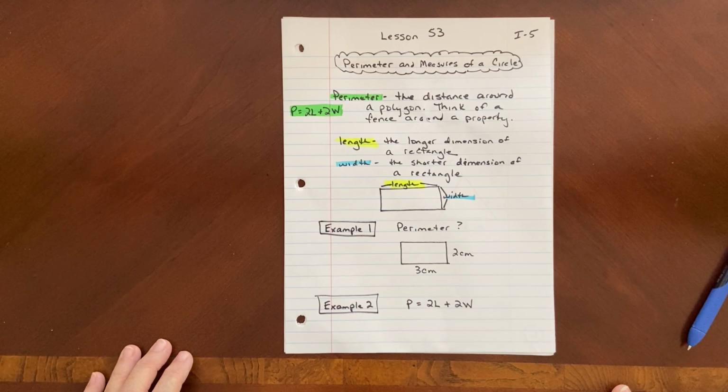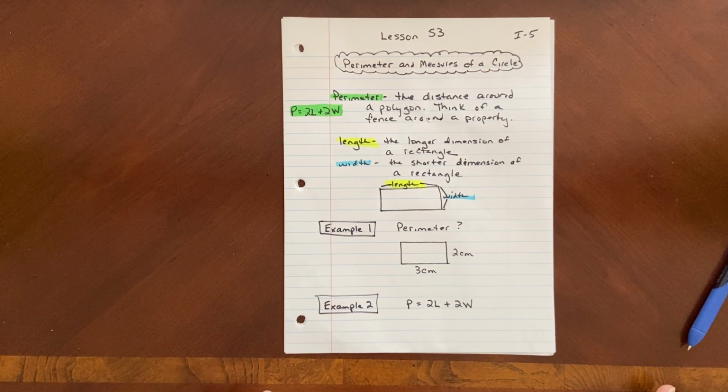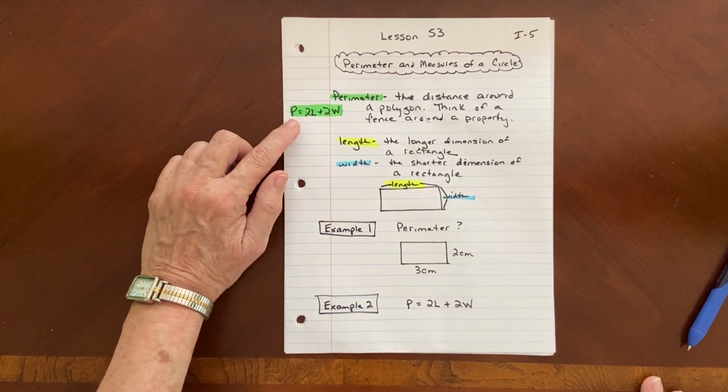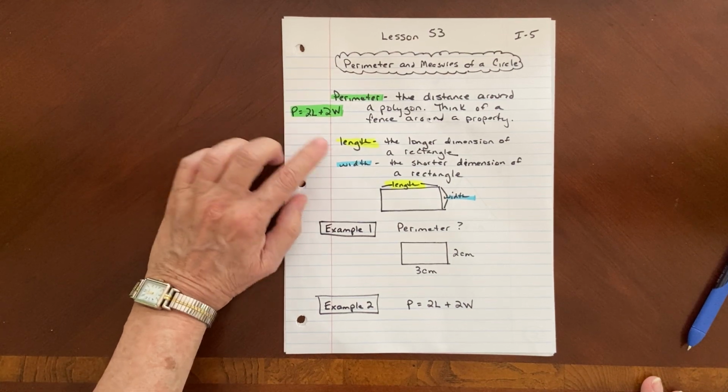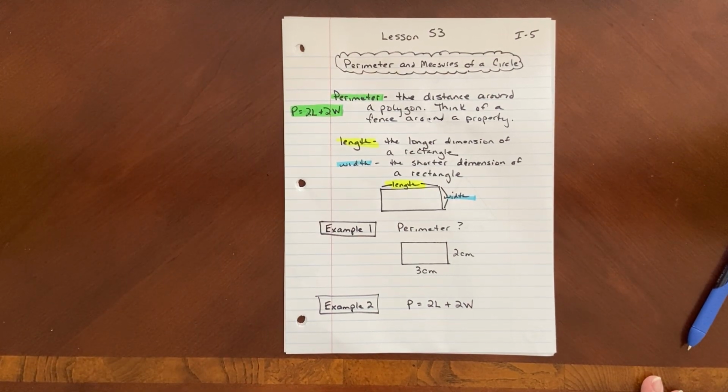Okay, so perimeter is the distance around a polygon. So think about a fence around a property, baseboards around a room. They give you that one a lot. So you're just looking at the outside of a shape. It has to be a closed shape, okay? There's a little formula that goes along with it, so we'll come back to that. So first of all, let's get our definitions.